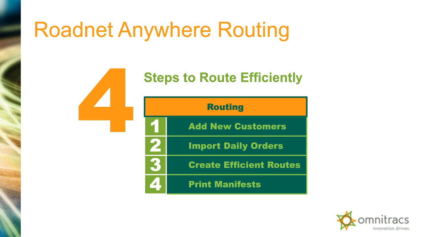And this will generally be some small subset of the total customer base, depending on what the churn is for your business. The second step is to import today's orders, or sometimes depending on how you run your business, it would be for tomorrow. And the third step is create efficient routes. And finally, print the manifest or send the orders down to the warehouse and the routes over to the drivers.